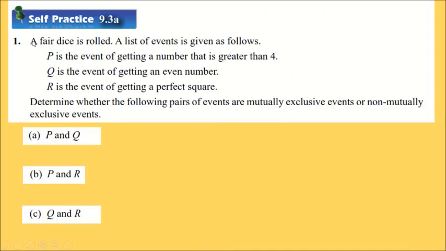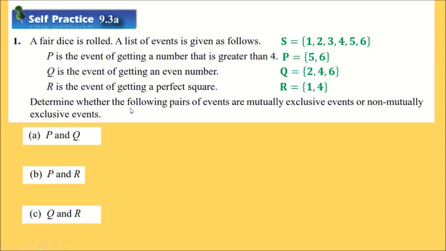Okay, we try self-practice 9.3a in your textbook. A fair dice is rolled. A list of events is given as follows. The sample space is 1, 2, 3, 4, 5 and 6. P is the event of getting a number greater than 4. Q is the event of getting an even number. R is the event of getting a perfect square. Now we want to determine whether the combined events are mutually exclusive or non-mutually exclusive.